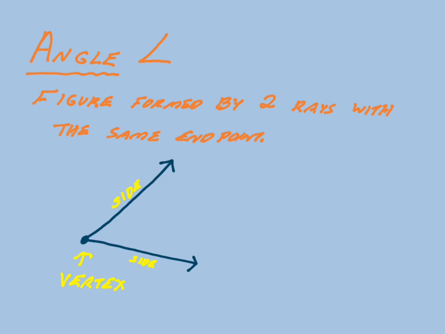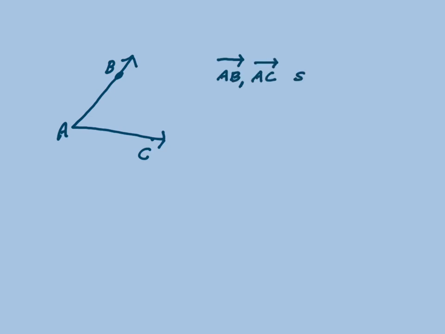Now, angles have names, just like segments do. And they have to be named appropriately as well. So let's go ahead and draw an angle. And let's have A as the vertex, B as a point up here on this ray, and C on this other ray. So the two rays that make the angle are AB and AC. These again are the sides.